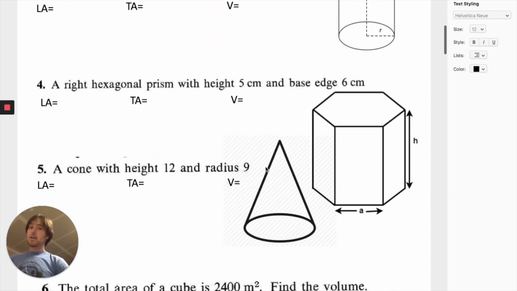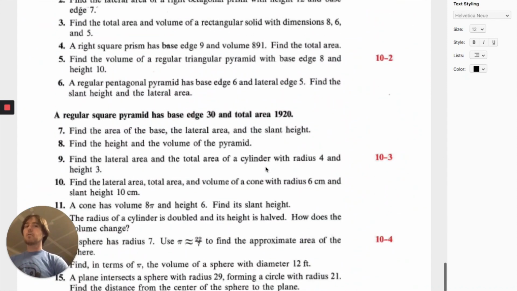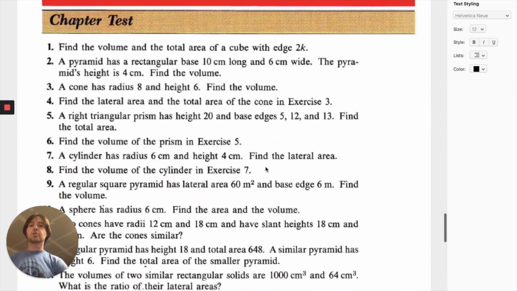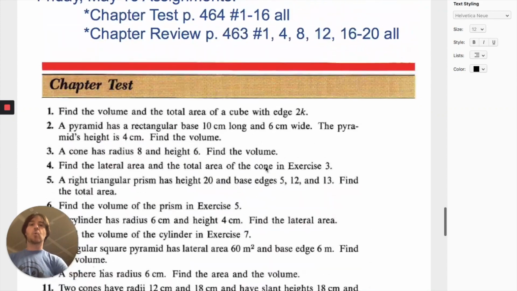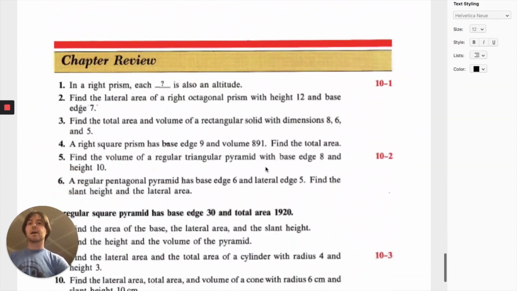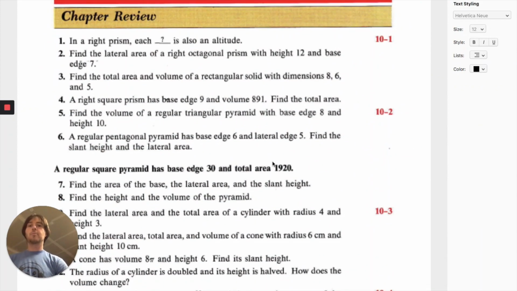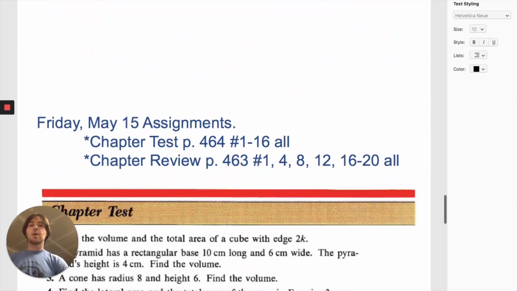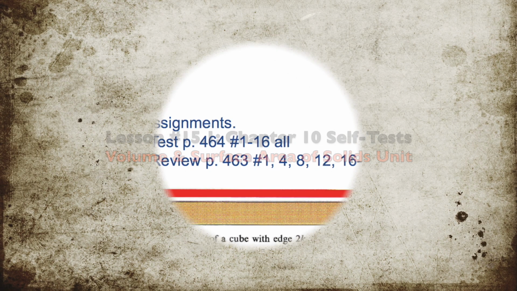And then on Friday, you're going to make sure you know all this stuff, and you're going to do the chapter test, which is number 1 through 16, and a bit of a chapter review every 4 problems or so. I think I just have listed here 1, 4, 8, 12, 16 to 20, just because those we'll have available, and we'll review those the following Monday. And then we'll move onward. We'll go on to coordinate geometry with some good stuff. Okay, so let's get into it now.